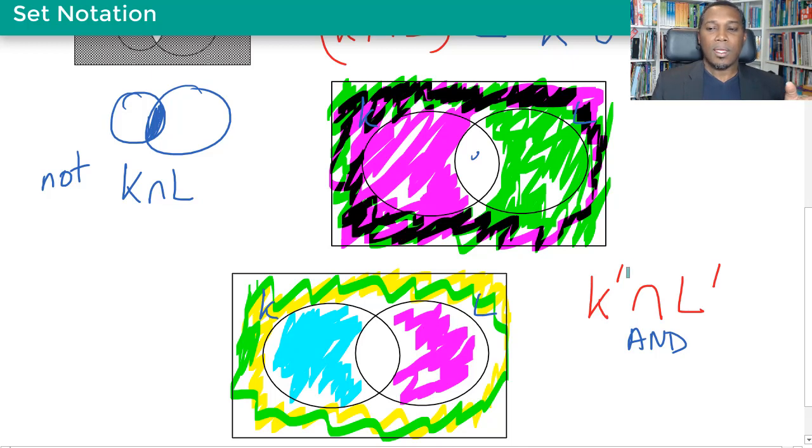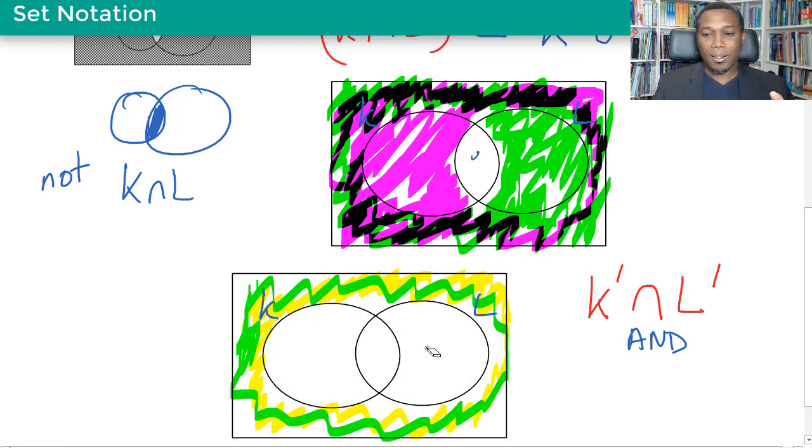And look at this. If I tell you K prime intersection L prime, intersection means and, it has to be in both K prime and L prime, then what has to happen? The bit of L prime that's in K has to go. The bit of K prime that's in L, that region has to go. That's what we're left with. You can see it's a different picture here. There's another way you were going to name this, and hopefully this brings home the relationship between these brackets.